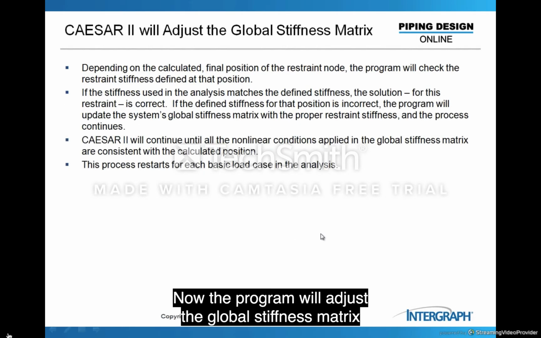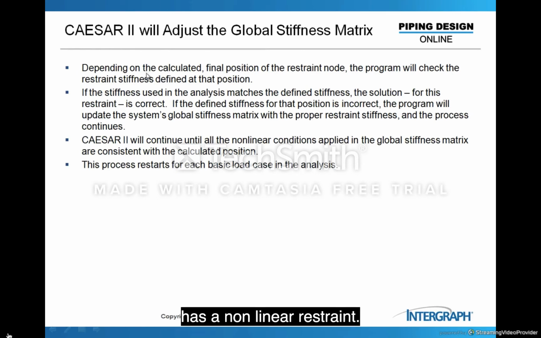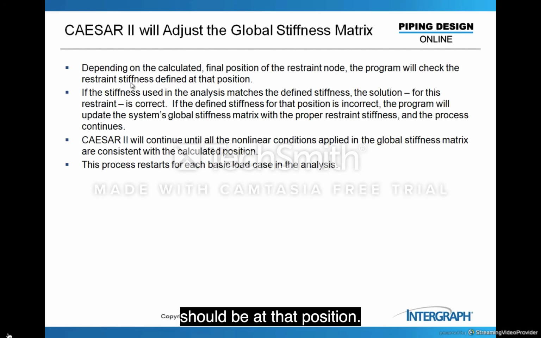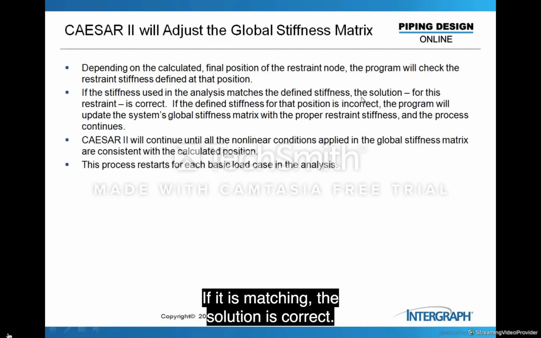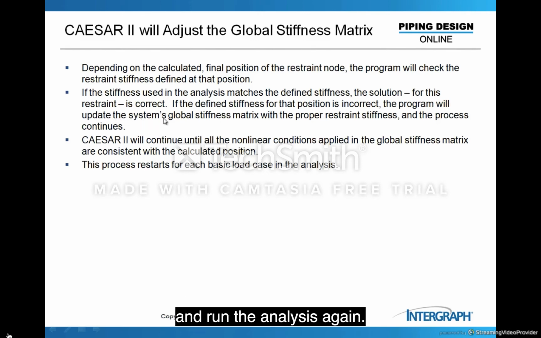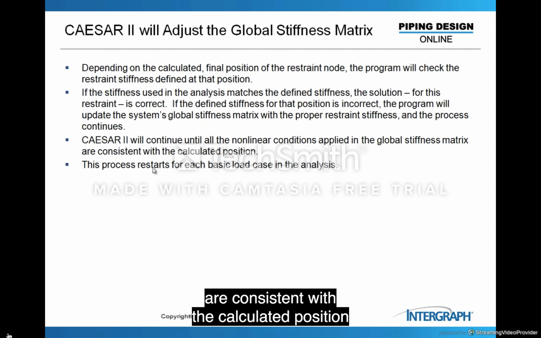Now the program will adjust the global stiffness matrix based on the status of every node that has a nonlinear restraint. So the program will get the final position of the node for that iteration and compare the stiffness that should be at that position. If it is matching, the solution is correct. If they do not match, let's say you have the stiffness in the model and it wants to lift up off a resting support, the program has to then update the stiffness matrix and run the analysis again. The program will continue to do that until all the nonlinear conditions applied in the global stiffness matrix are consistent with the calculated position of each point in the piping system.